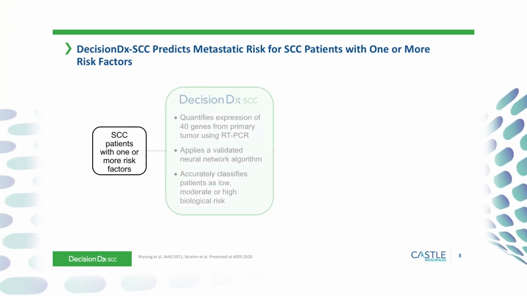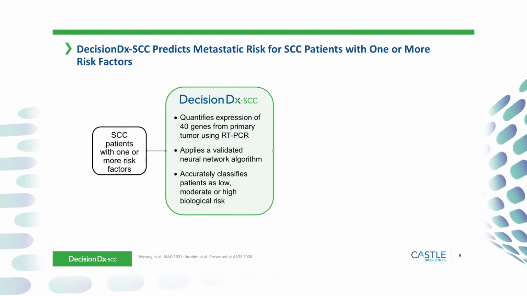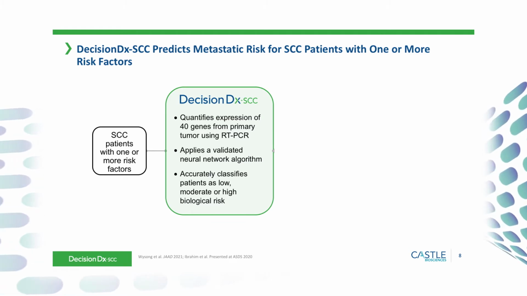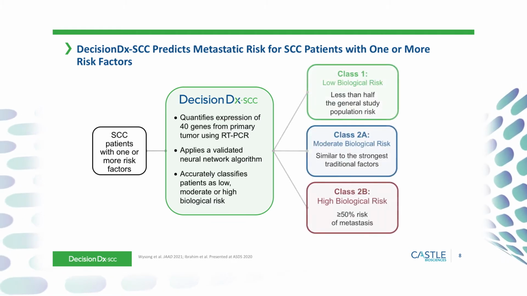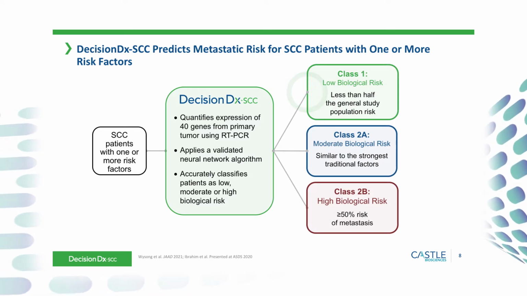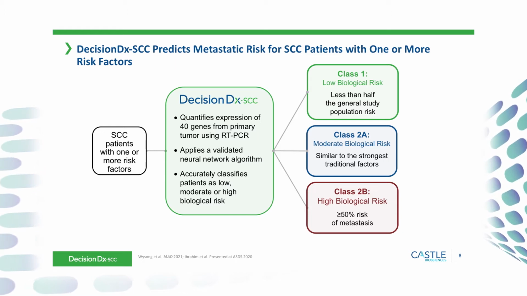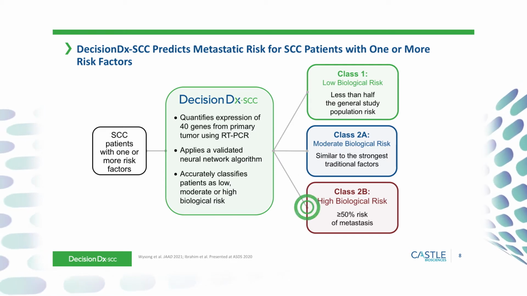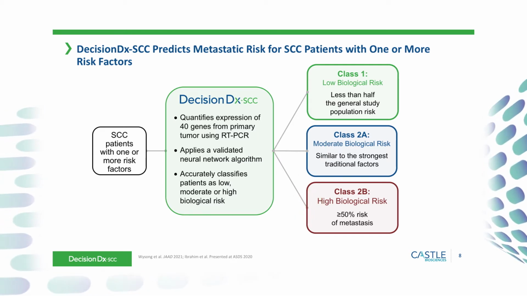Just to give you a global sense of what a test outcome looks like. You have a patient who has a squamous cell carcinoma with one or more risk factors. You send the pathology off to Castle. Essentially what happens is that they do a quantified expression of 40 genes using RT-PCR. A validated neural network is used, and it then categorizes patients into one of three categories. Either class 1, which is considered low risk. Those patients have a very low chance of metastatic disease. Class 2A, which is considered moderate risk. And then finally, class 2B, which is really a pretty high risk, over 50% risk of metastasis.